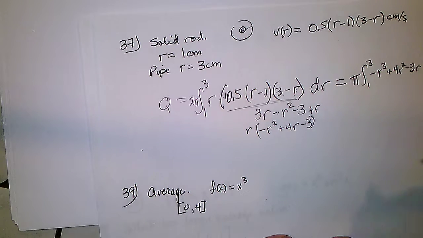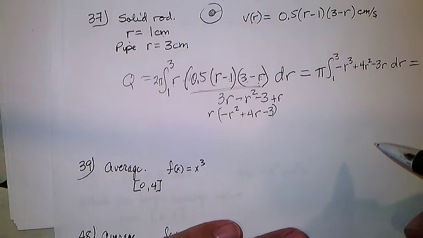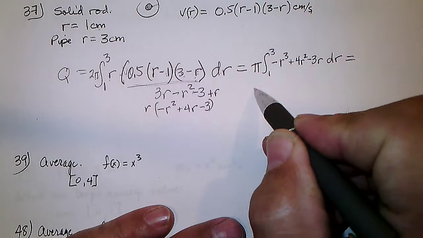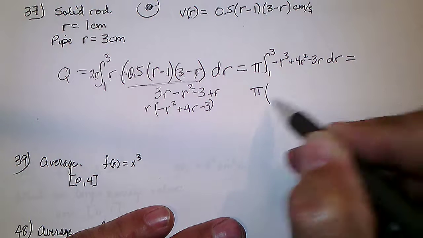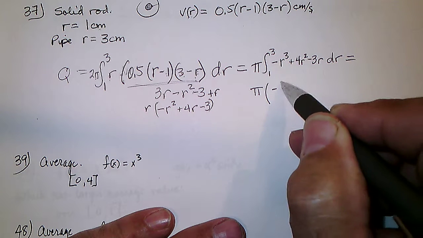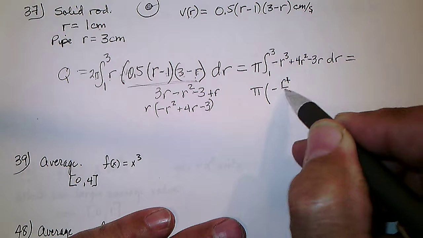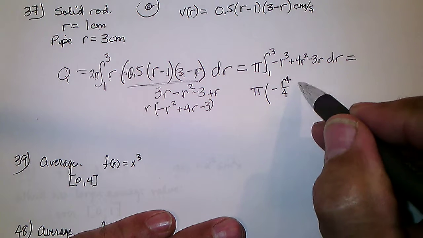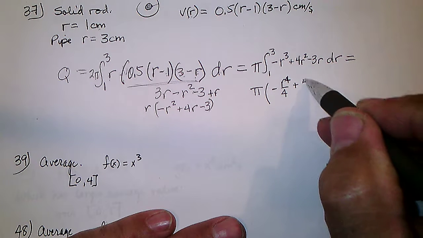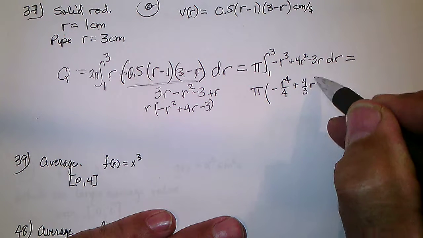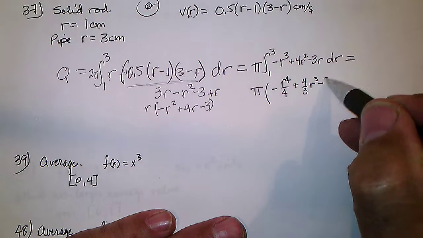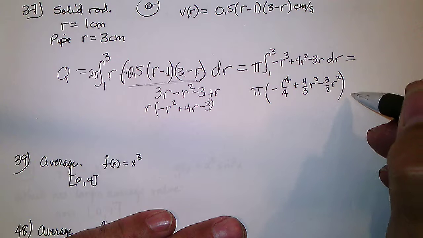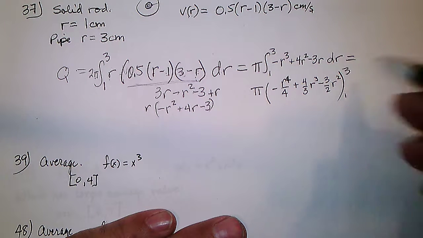We can now integrate, and we're going to get pi times minus r to the fourth over 4 plus 4/3 r to the third minus 3 over 2 r squared, evaluated from 1 to 3.